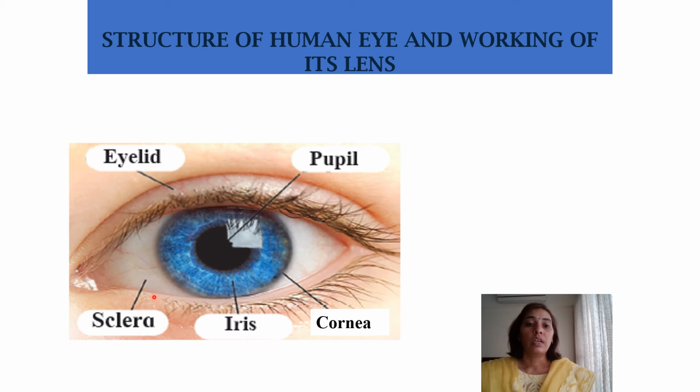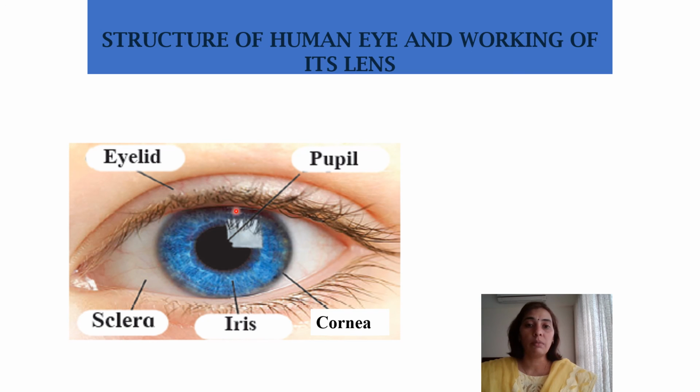Lastly, we have the sclera, which is the white of the eye, and it is mainly comprised of collagen. We have studied collagen, which is one of the most important proteins present in our body, like in bones and tendons and ligaments. So the sclera, which is the white of the eye, is mainly comprised of collagen.